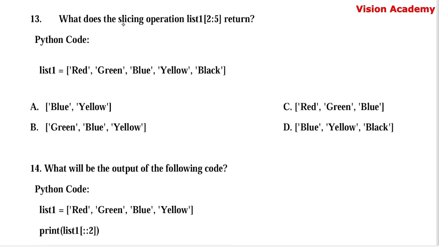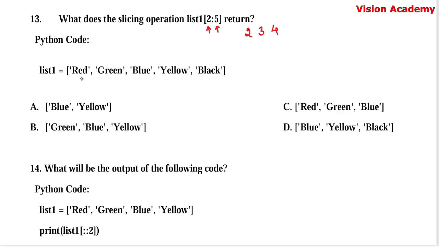Question number 13. What does the slicing operation list1[2:5] return? Python code: list1 = [red, green, blue, yellow, black]. Here the options are A blue, yellow, B green, blue, yellow, C red, green, blue, D blue, yellow, black. Here you can observe it must begin with 2, that is start is 2 and stop at 5, which is exclusive. Exclusive means it has to start from index number 2, 3 and it must stop at 4.